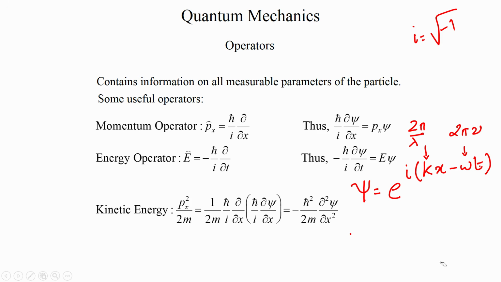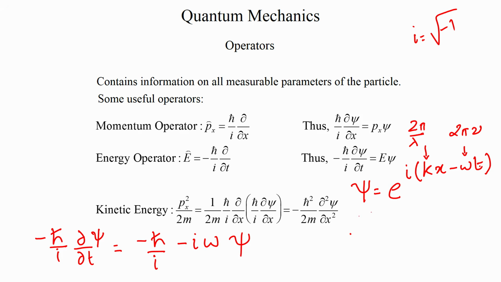So if I were to use this operator, which is minus h bar by i dou by dou t, on the wave function, what do I get? Now taking the time derivative of the wave function, I should end up with minus h bar by i into minus i omega into psi itself, which is the exponential term. And this is nothing but h bar omega, which is h by 2 pi into 2 pi nu, which is h nu, which is my energy. Okay, so that is why this is an energy operator, and it seems like it is all fine.